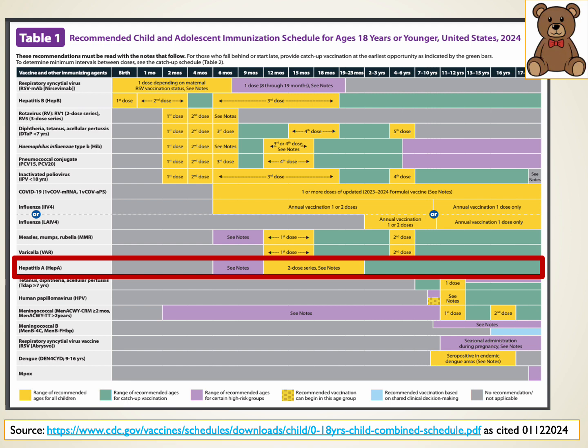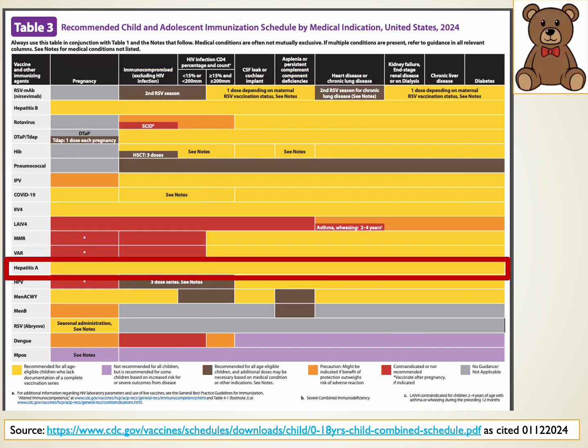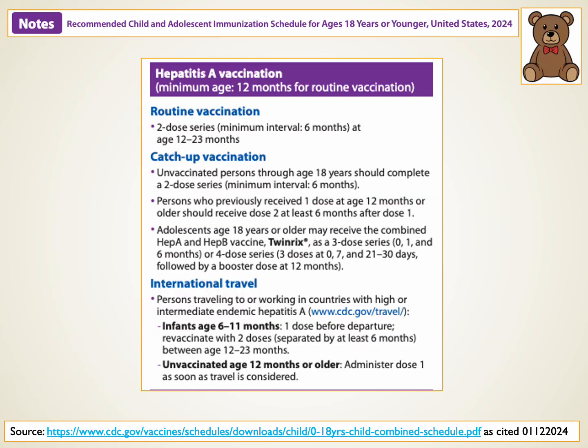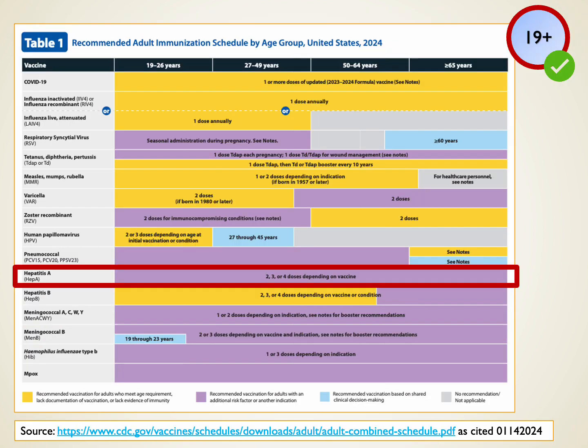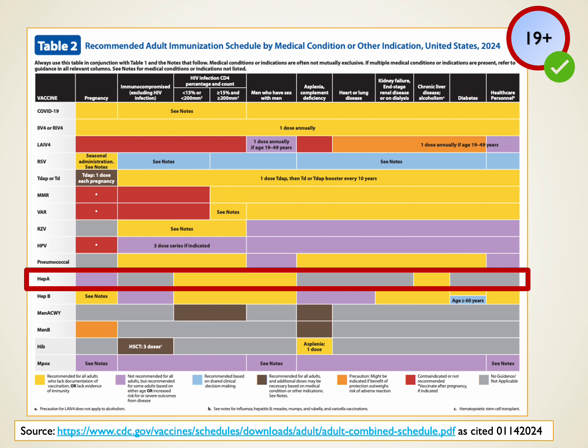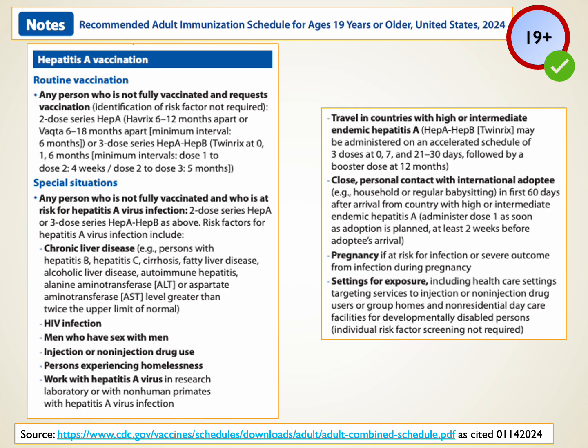It is a routine vaccine in pediatrics. It is also recommended in adults, but that's from the children's studies. In adults, it's recommended as either catch-up or in circumstances where someone has a risk factor for Hep A. Again, no major contraindications for using Hep A vaccine in adults either. And there are some of the specifics for Hep A.